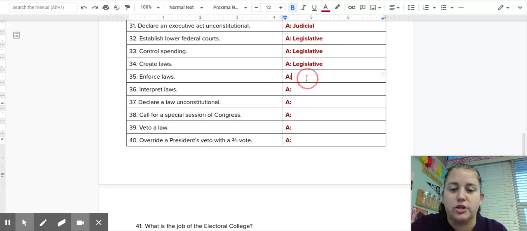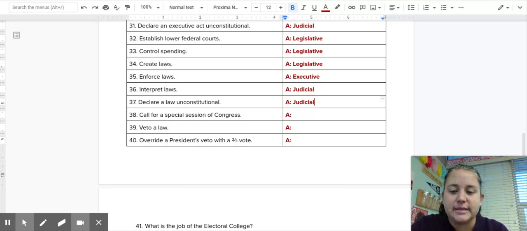Number 35, which branch enforces laws? The executive branch gets to enforce the laws. Number 36, which branch gets to interpret the laws? The judicial branch. And they do that by doing number 37, declaring a law unconstitutional. This is all a part of judicial review.